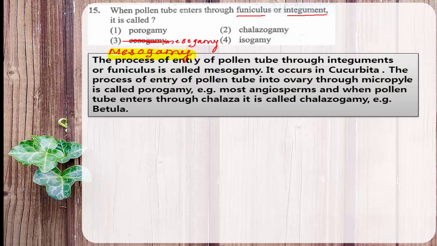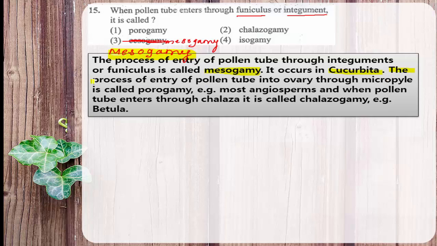Entry of pollen tube through the integuments or the funiculus, it is called mesogamy. Funicle means stalk of the ovule. The stalk of the ovule is called funicle. When it enters through the funicle or integuments, it is called mesogamy, and this type is observed in case of Cucurbita, that is sautekai. The process of two more terms.